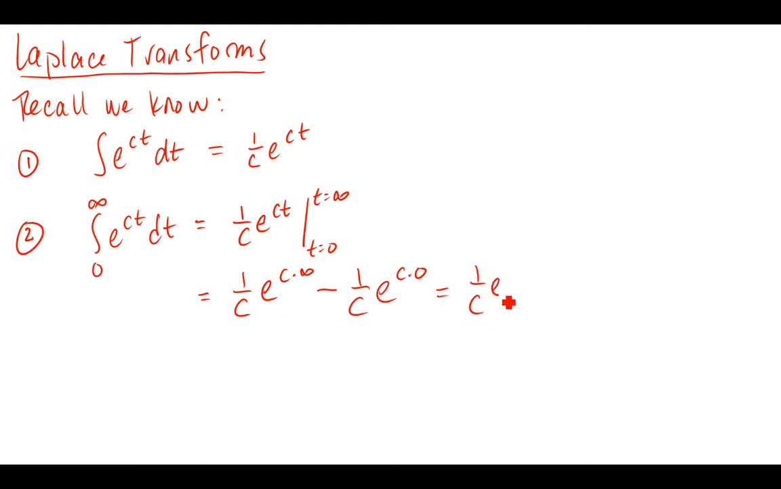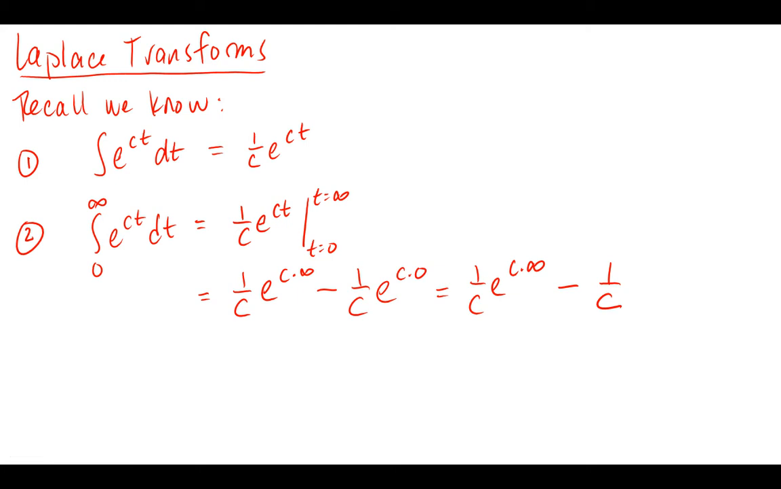So let's see. Certainly c times infinity is big. Now, of course, the question is going to be, is this positive or negative infinity? And that's going to make a big difference. So let's leave that alone for a minute. But the second one's a gimme here. e to the 0 is 1. So, of course, that's 1. And then I just have 1 over c.